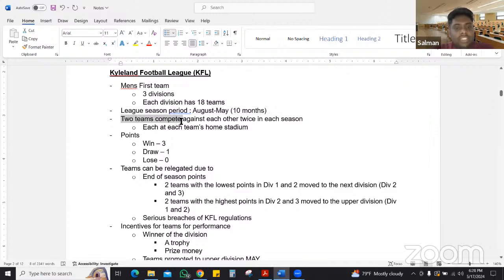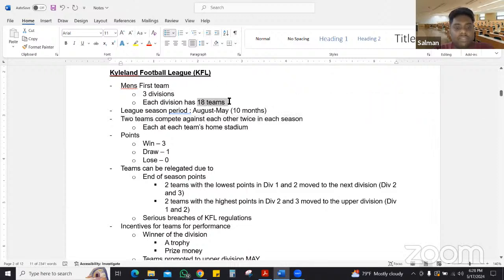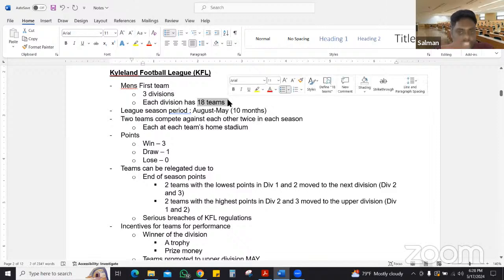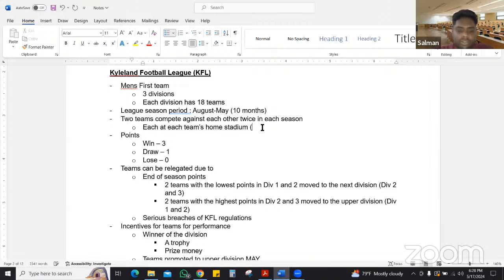Two teams compete against each other twice in each season. If you look at these divisions, there are 18 teams in one division, right? So within these 18 teams, any 2 teams will meet twice, one each at each team's home stadium. We call them the home game and the away game. So home and away.